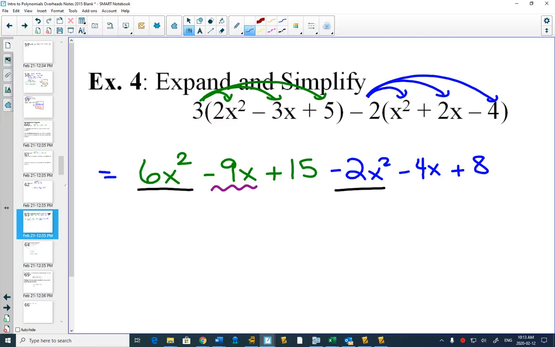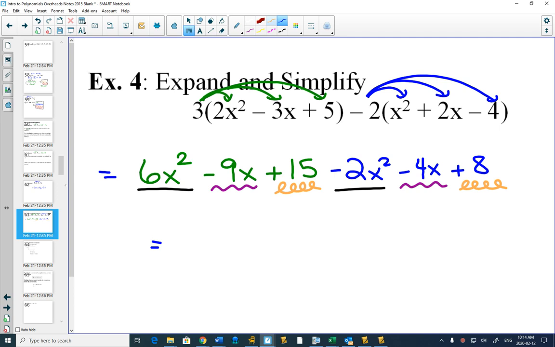What about negative 9x? Negative 4x. So again, I'm changing the colors because it's really easy to see like terms with colors, but if you don't have different colors, I also changed it to squiggle lines underneath so that I'm remembering those ones are alike. And lastly, plus 15. Is there anything alike with the plus 15? Plus 8.